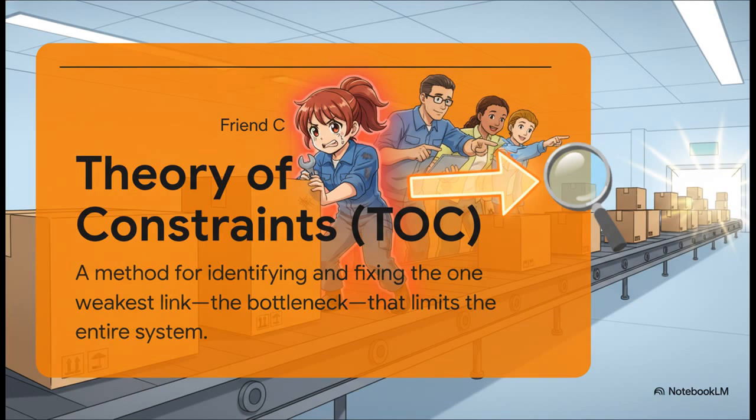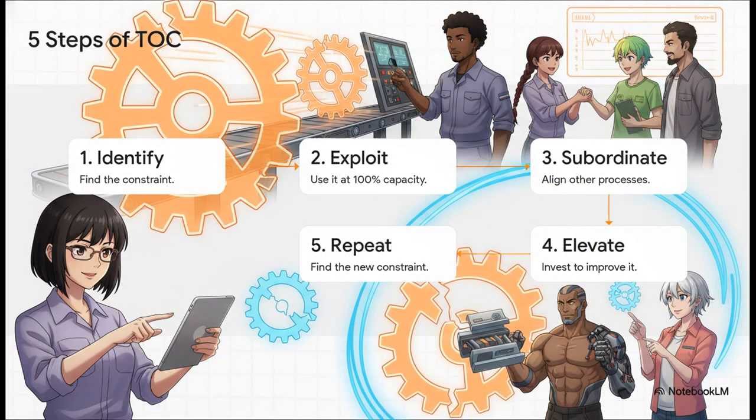Because that's the only way to make the entire system faster. And there's a clear 5-step process for applying this theory. First, you have to identify the constraint. Find it. Then you exploit it, which just means you make sure it is never, ever idle. Next, you subordinate everything else to support it. Nobody works faster than the bottleneck can handle.